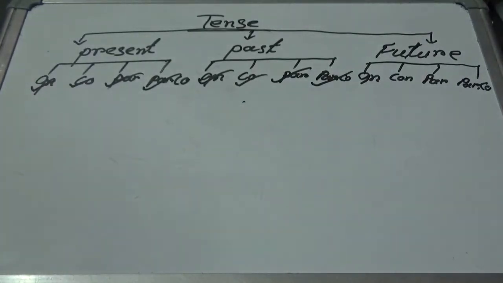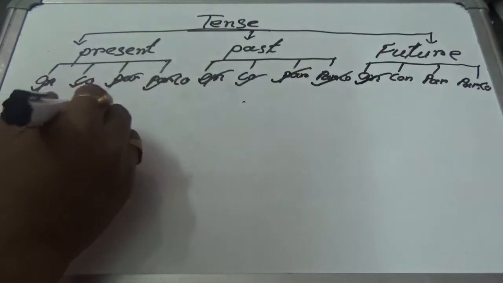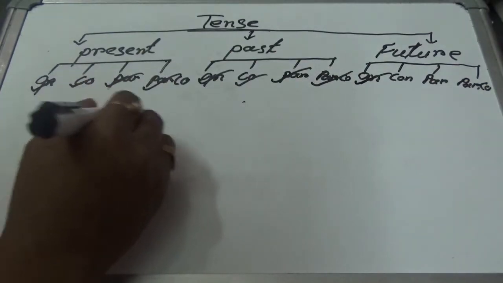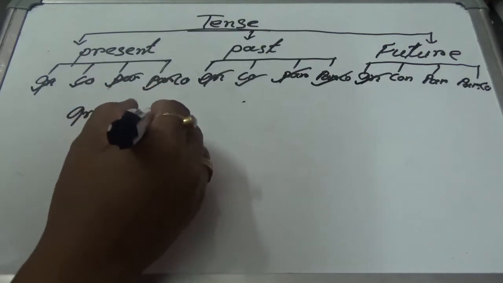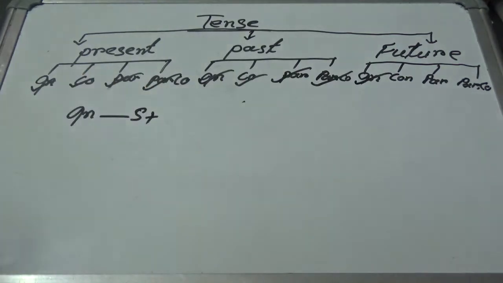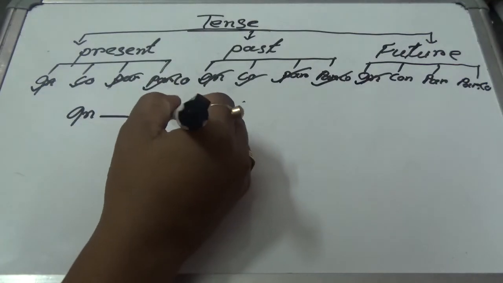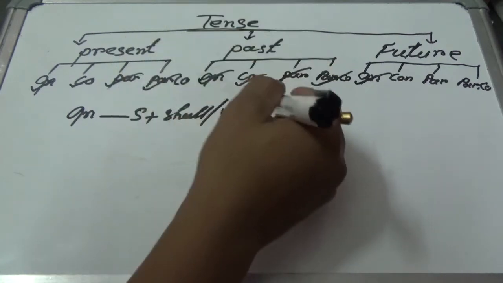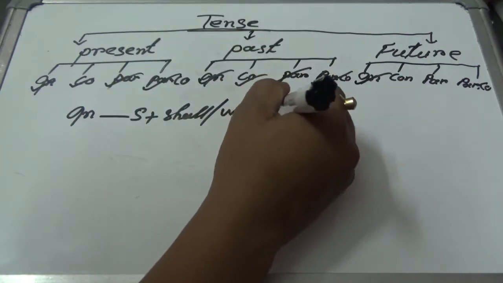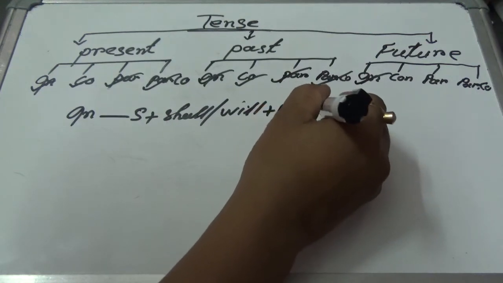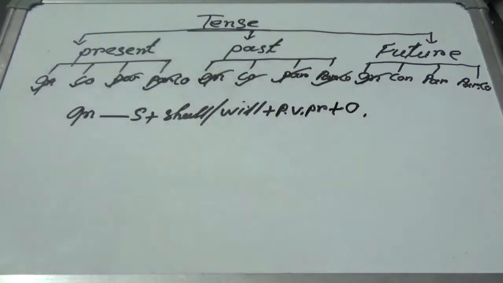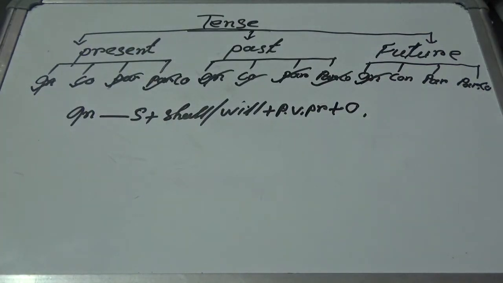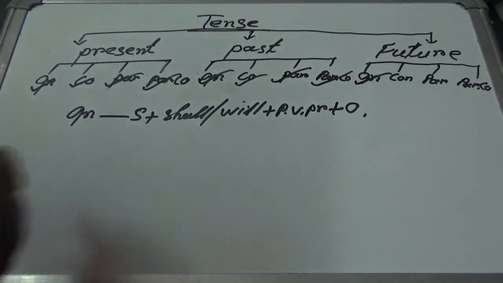Future indefinite. Future indefinite. S plus shall oblique will plus PV present plus O. Subject plus shall oblique will plus principal verb present form plus object. Ordinary present indefinite.